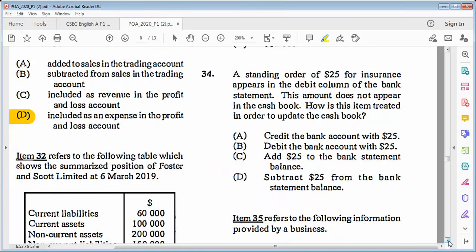34 says, a standing order of $25 for insurance appears in the debit column of the bank statement. This amount does not appear in the cash book. How is this item treated in order to update the cash book? A, credit the bank account with $25. B, debit the bank account with $25. C, add $25 to the bank statement balance. Or D, subtract $25 from the bank statement balance. We know it would be credit the bank account with $25. That would be your answer.